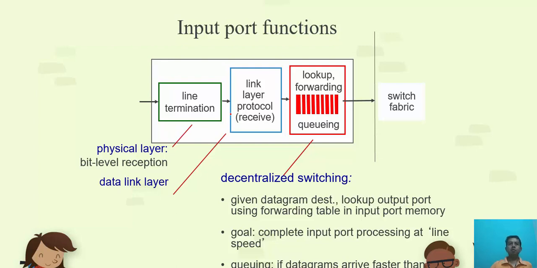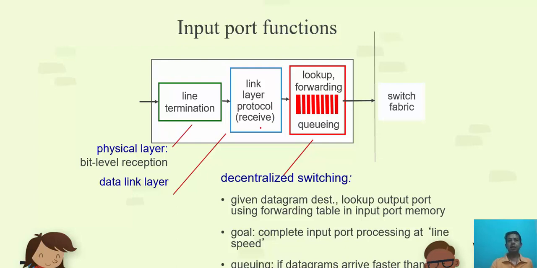Now let's come back to the router internals, and we'll start with the input port. An input port performs several key functions. It performs the physical layer functions of terminating an incoming physical link at a router. This is shown in this leftmost box of the input port. An input port also performs the link layer functions needed to interoperate with the link layer at the other side of the incoming link. This is represented by this middle box.